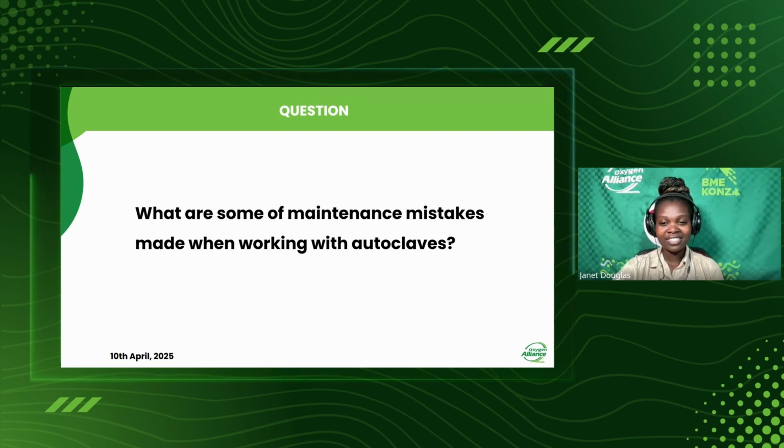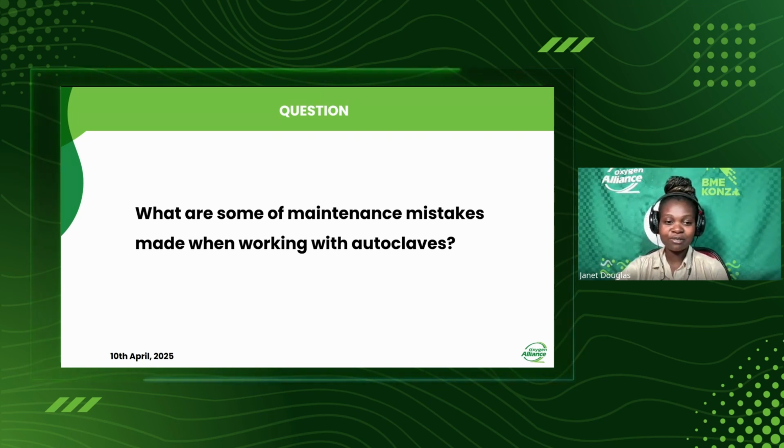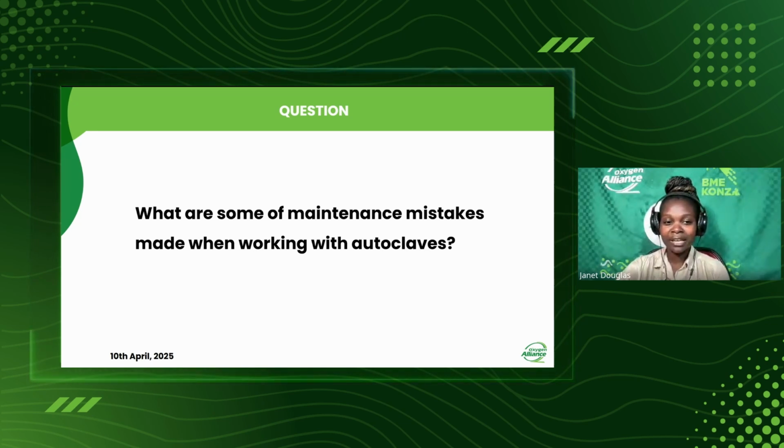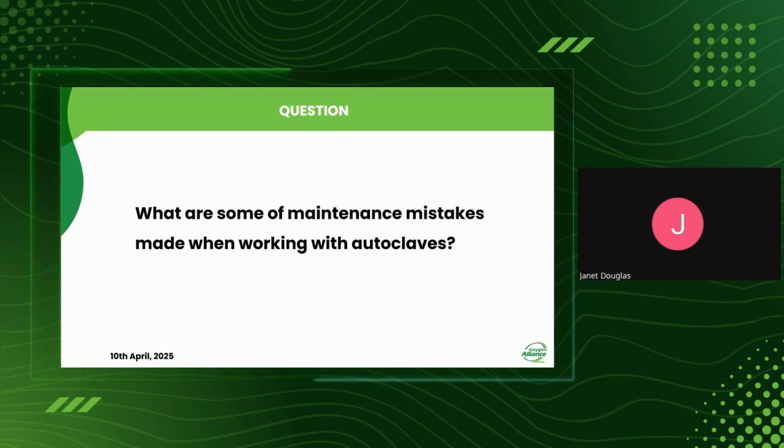All right, Engineer Danny, you're unmuted. Over to you if you have anything to say about the most common mistakes that we make when we are maintaining these autoclaves. One of the common mistakes we make when we are maintaining the autoclaves, number one, is that as technical officers we don't understand the user operation, or the procedure of operating the autoclave. Before any engineer works on that particular autoclave, it's very important that you know the procedure of operation.